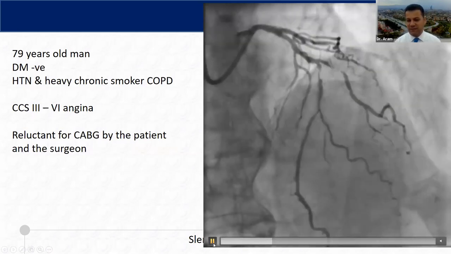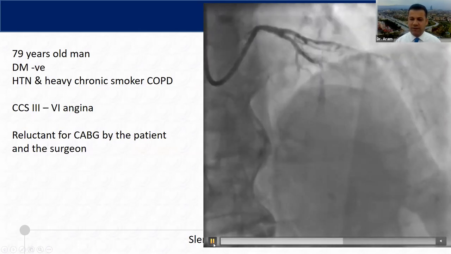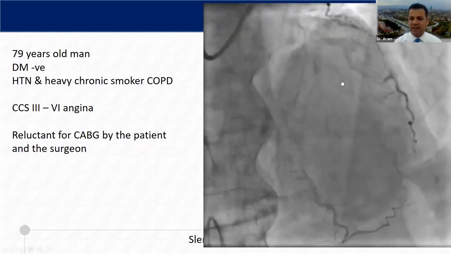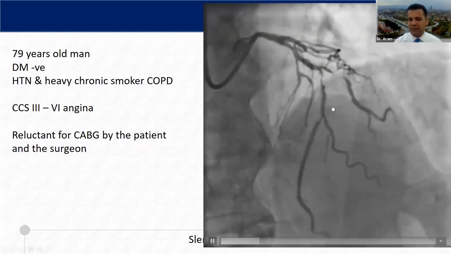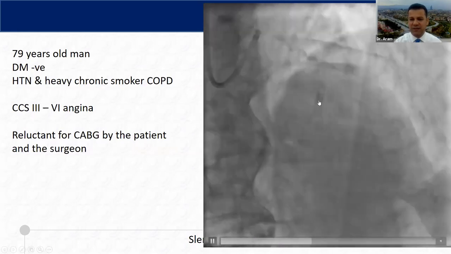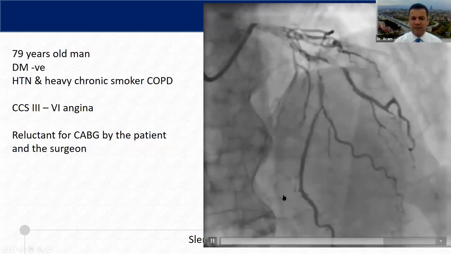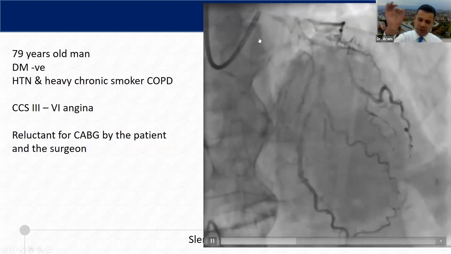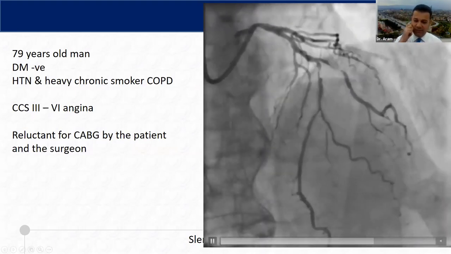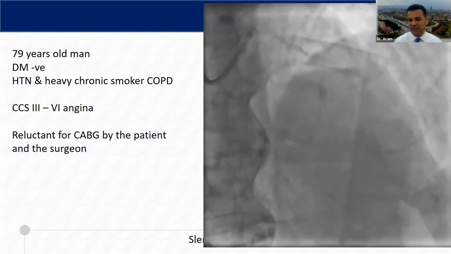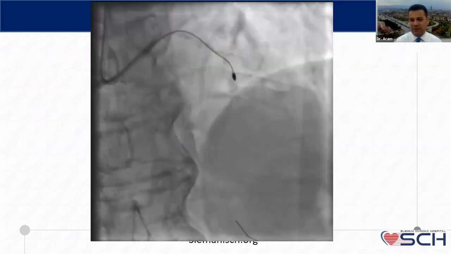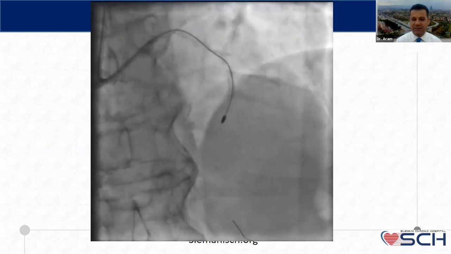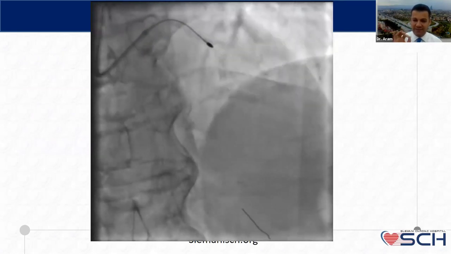But the patient, to be honest, was very symptomatic in spite of maximum medical treatment. He has this subtotal diagonal, and you can see that the LAD is a very tight lesion. Just now, we should use the extra backup. You should hook the left main in the perfect way, otherwise we may face some dissection at the ostium of the left main if the guide is not well seated.